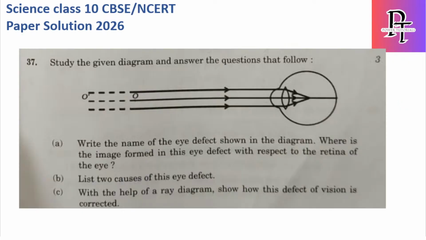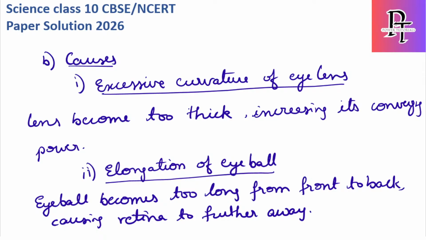What about the B question? List two causes of this eye defect. So two causes for the eye defect are, first, excessive curvature of the eye lens. Excessive curvature means the lens becomes too thick, increasing its converging power. Okay, in the second condition, elongation of the eyeball. Eyeball means the eye, if its length is increased. The eyeball becomes too long from front to back, so the retina is further away, so the image will not form on the exact position because it got stretched.